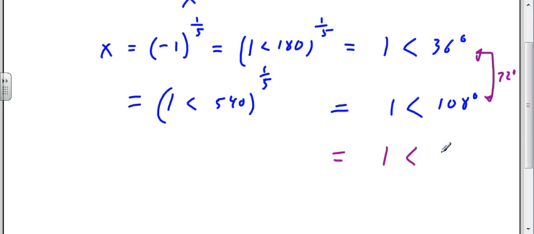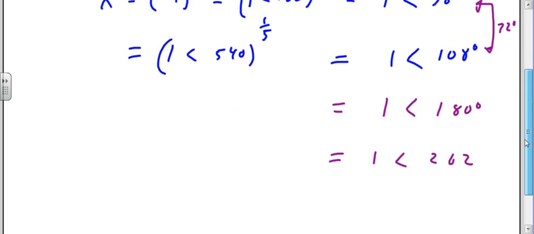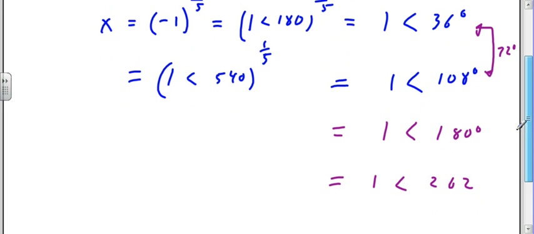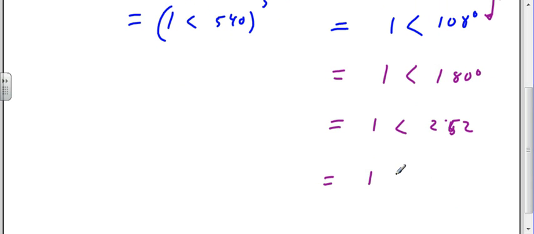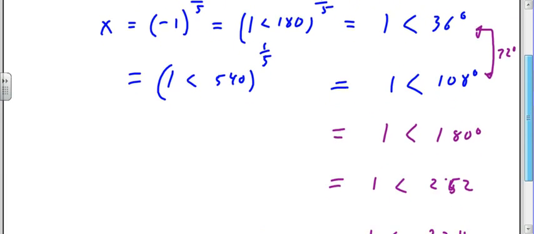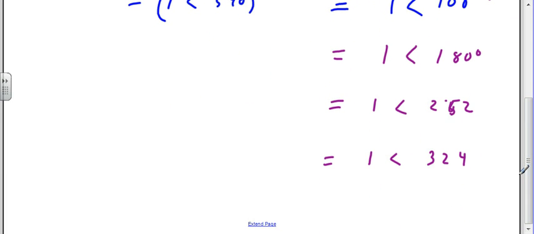1 angle 180. 1 angle 252. 1 angle 324. And if I add 72 to 324, 324 plus 72 minus 360, I end up with the 36 I started with.